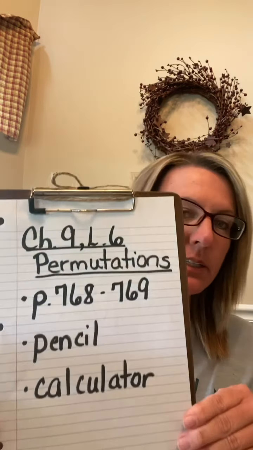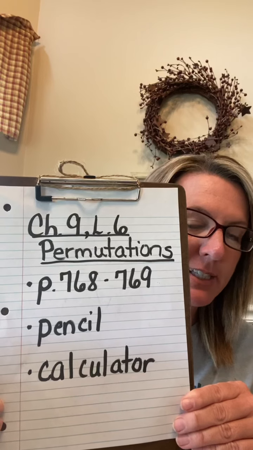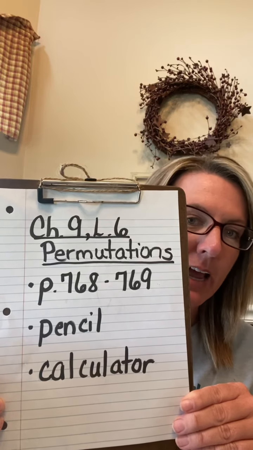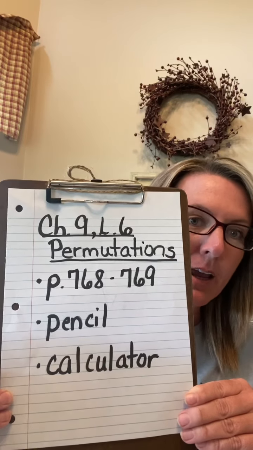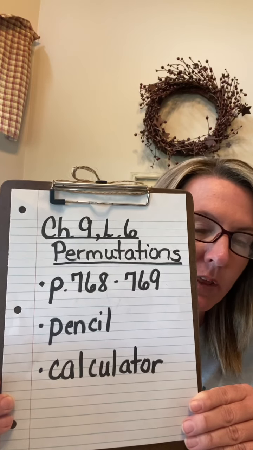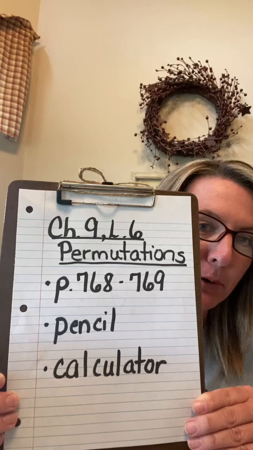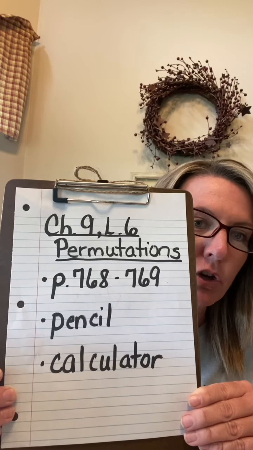It's on permutations, and you're going to need pages 768 and 769 from your math book or the math packets. Or if you do not have either of those, you can follow along using notebook paper. You'll need pencil, and you will definitely want a calculator today.